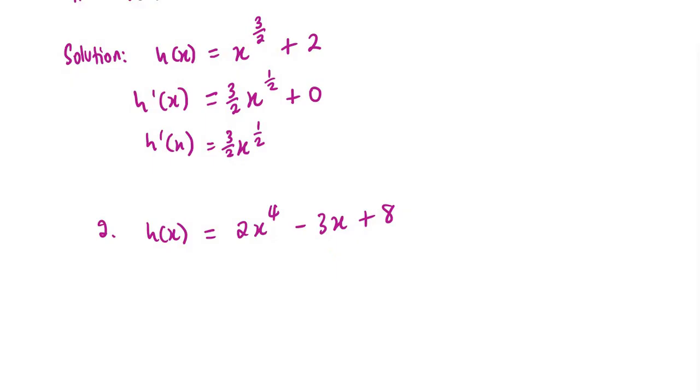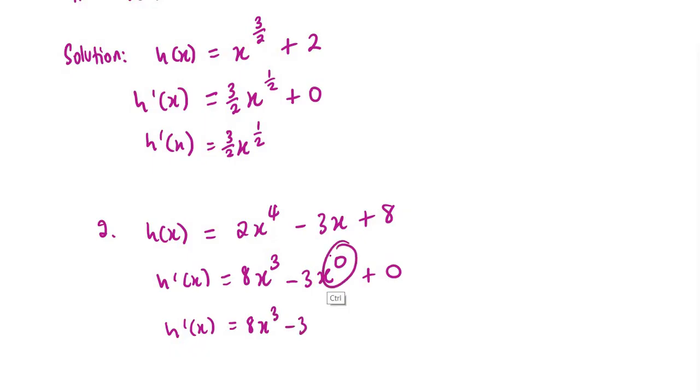So the first thing you want to do there to get the answer is that you're going to say h prime of x would be 2 times the 4 is going to be 8, and then you say cubed, because 4 minus 1 is 3. Then here you're going to say minus 3 times 1 is simply minus 3, and then you're going to have x to the power of 1 minus 1, which is a 0. And then here you're going to have 0 because it's a number. So your answer would simply be h prime of x is equal to 8x cubed minus 3, because this is 1. And then you would be done.